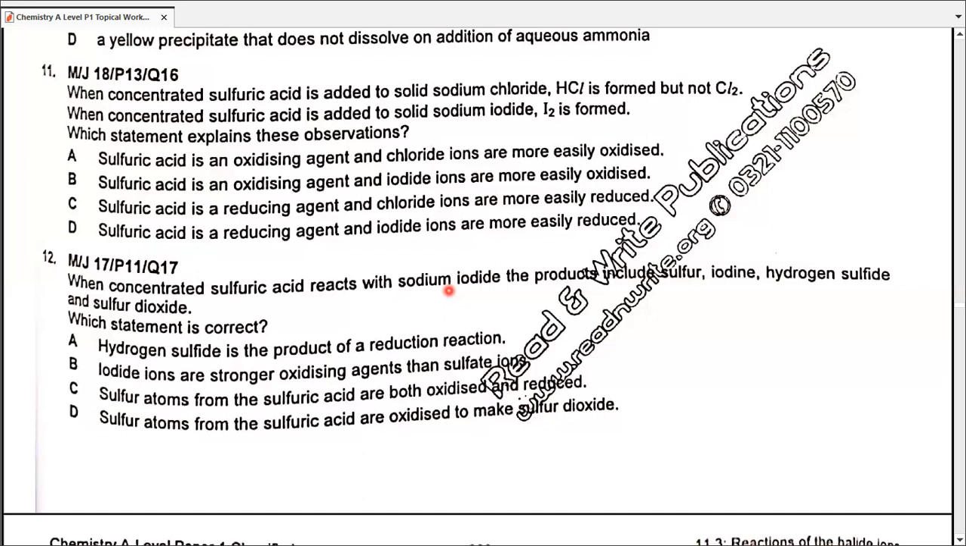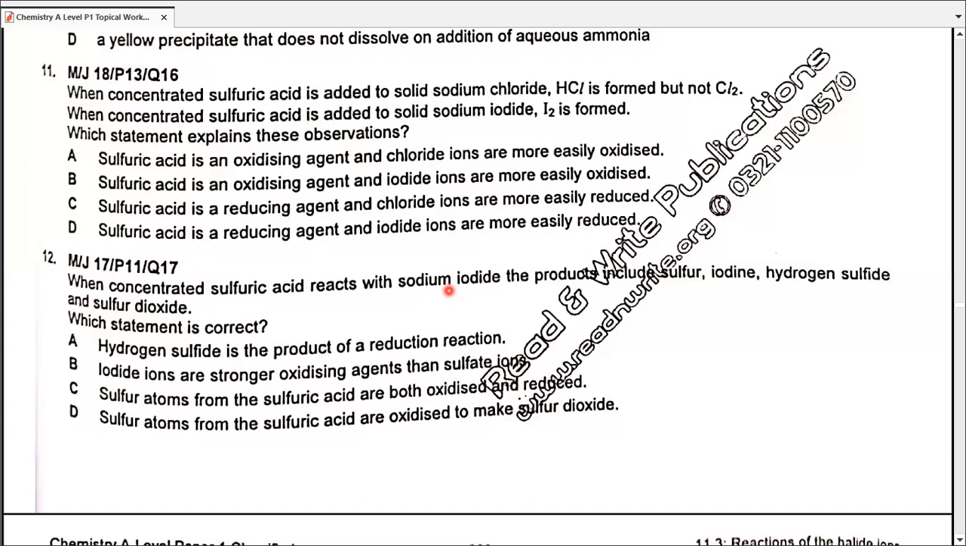Now let me clarify a little bit. B is wrong because iodide ions are reducing agents, they're not oxidizing agents. C is wrong because this is not a disproportionation reaction. D is wrong because sulfuric acid itself is the oxidizing agent. How would it get oxidized itself? It should get reduced. All right.